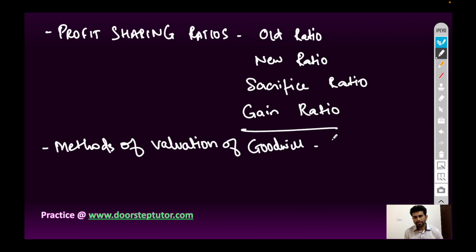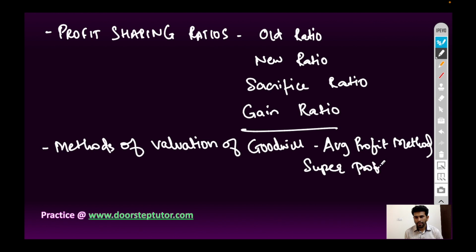This includes average profit method, super profit method, annuity method, and capitalization of super profit method.